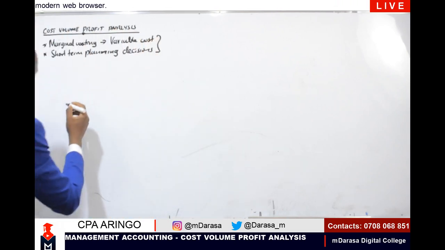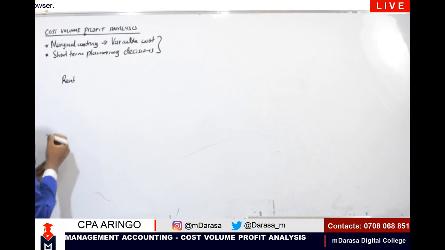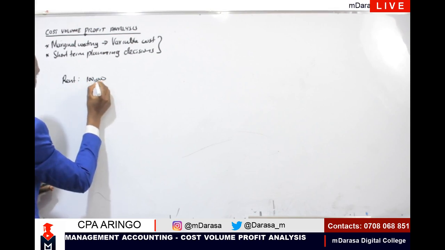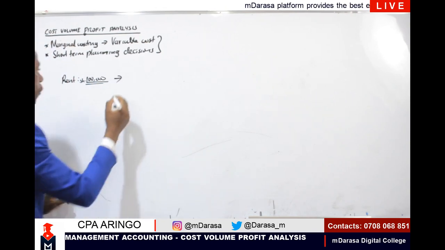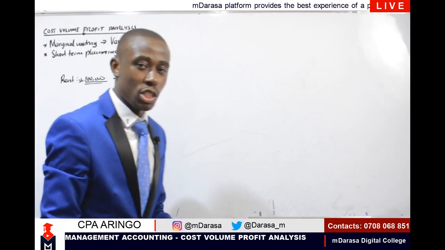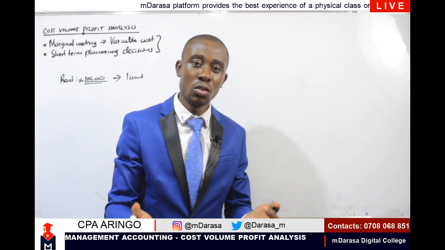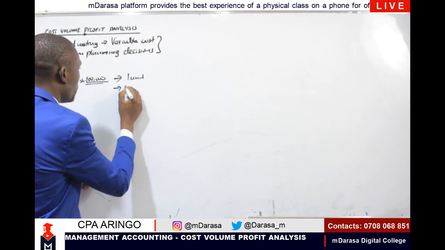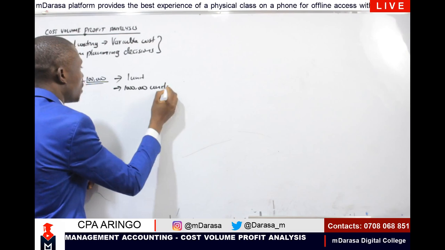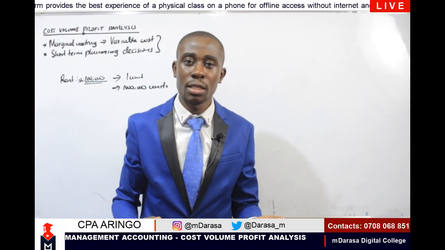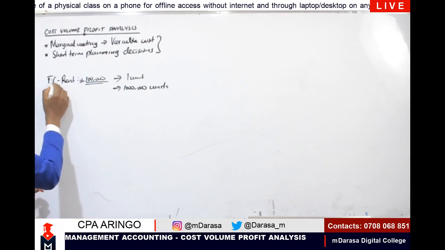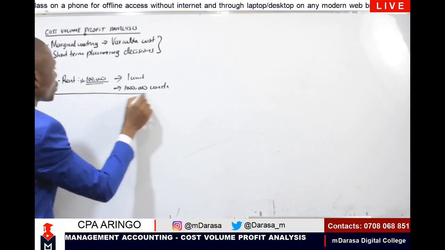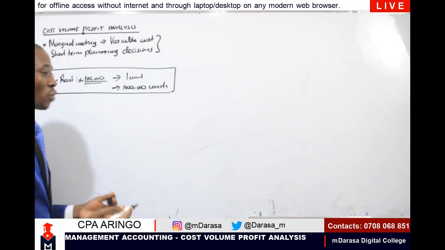Take for example, when you're looking at our cost of rent, maybe we've agreed with our landlord that I'll be paying a figure of 100 shillings on a monthly basis. In this case, a question will be, if we produce one unit, will our rent change because I've produced one unit? Of course it won't change. If we produced 1 million units, will our rent increase because we produce more units? No, it won't change. So in this concept, rent is an example of fixed cost, and in such an event, it will tend to remain constant irrespective of the level of output. Therefore, it won't affect us on a short-term basis.